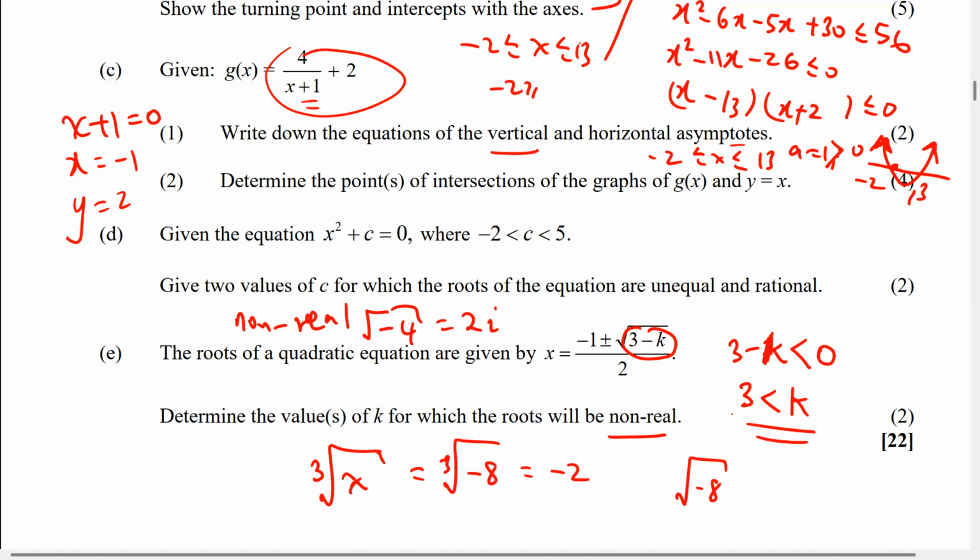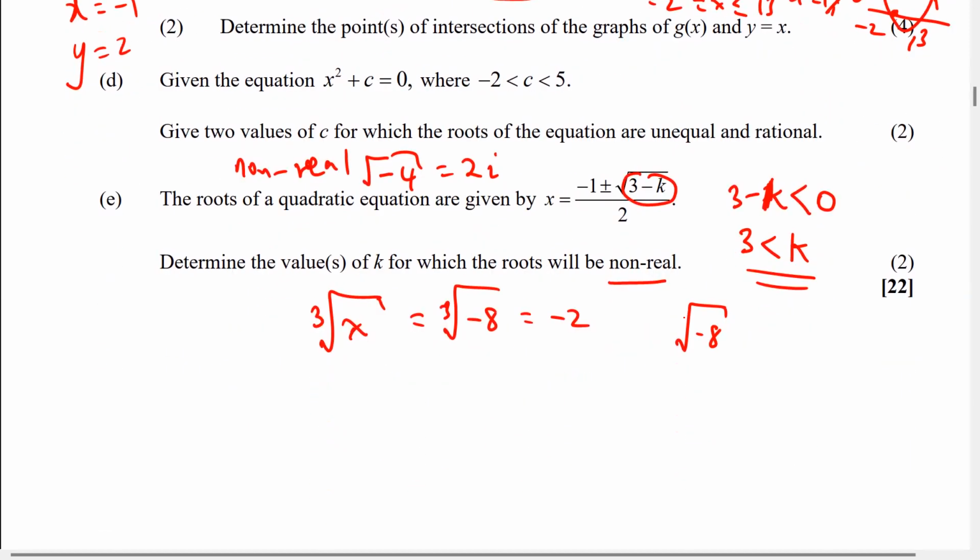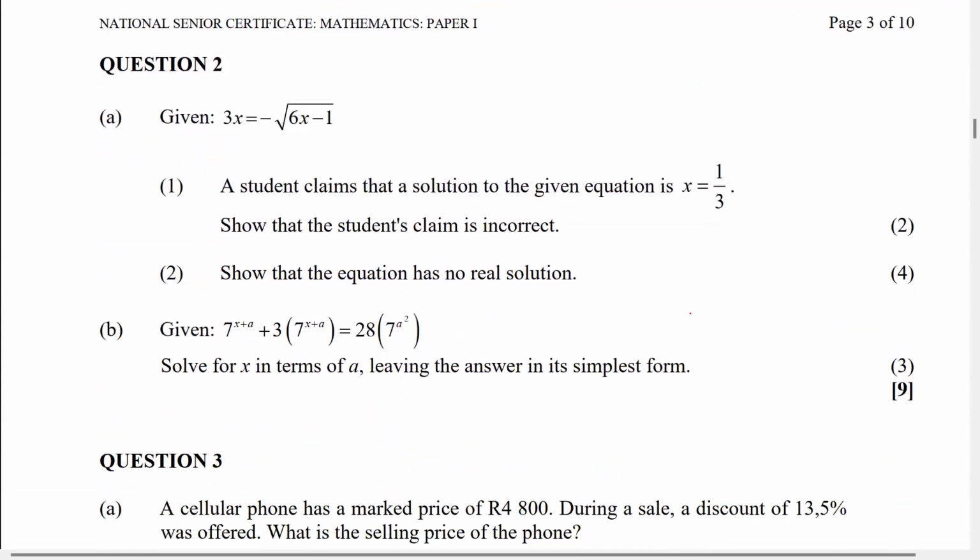Any questions? Think about it. I go back to another paper because I just opened this paper. Okay, maybe I can go back to that paper again. Like they brought this question here in question 2. Given this one, it has a square root, so it might have the idea of real solutions arising when we have square roots.